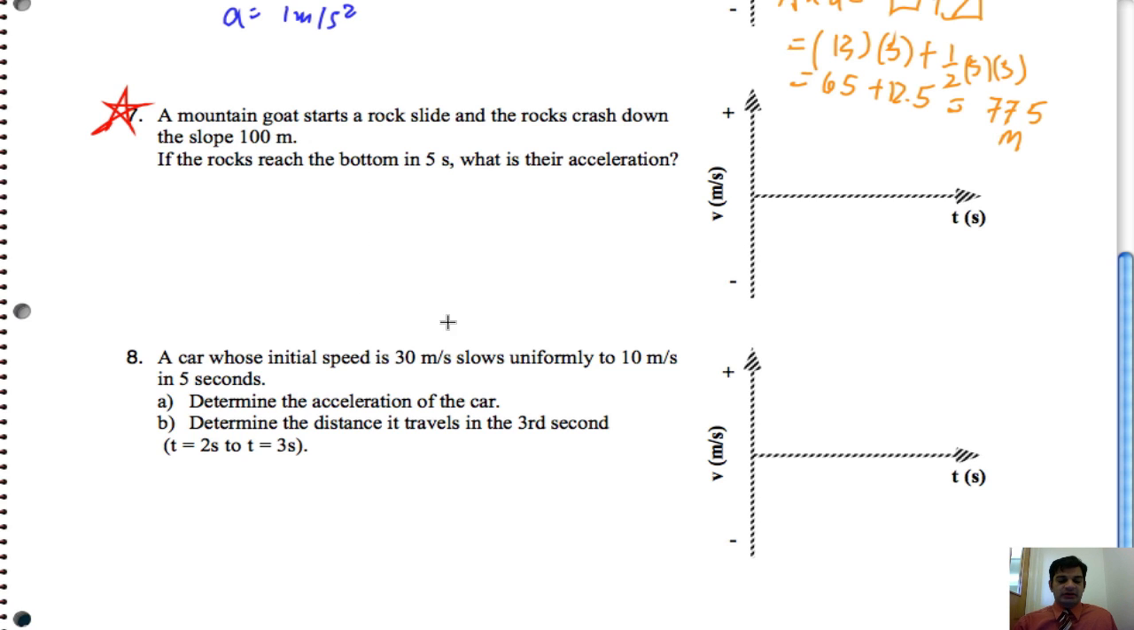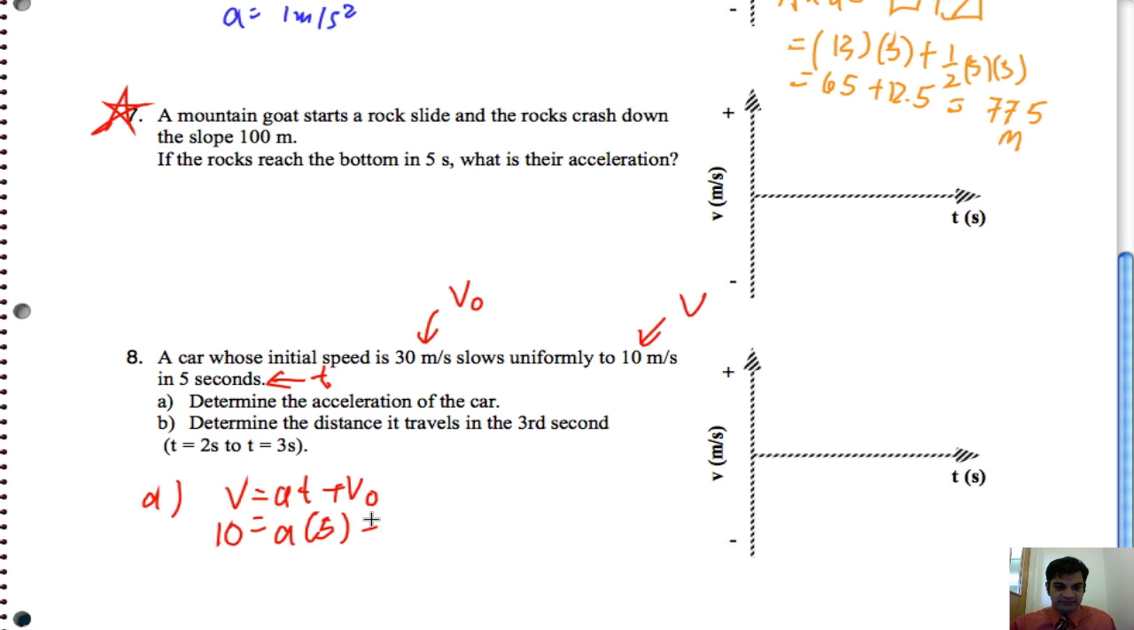So here we go. Initial speed, final speed, time. Let's get the acceleration. Okay, so V equals AT plus V naught, and we have here 10 equals A times 5 plus 30. And my acceleration, when I solve this, ends up being -4 meters per second squared. There we go. Now this is going to be pretty interesting. So let's go ahead and actually try to get this number here.